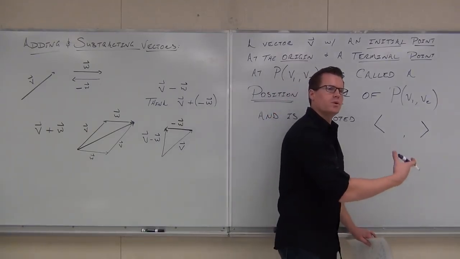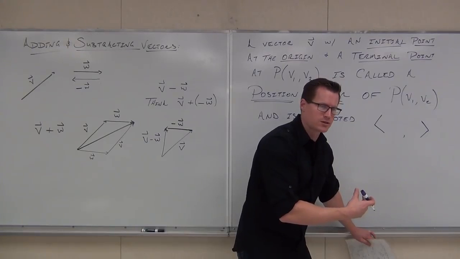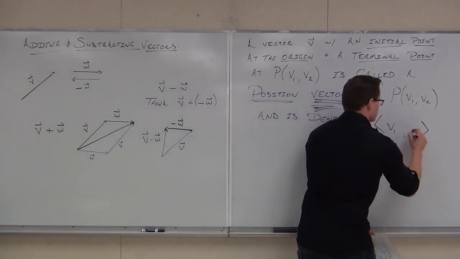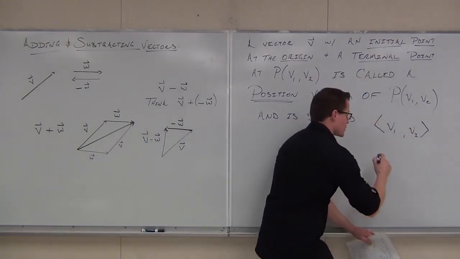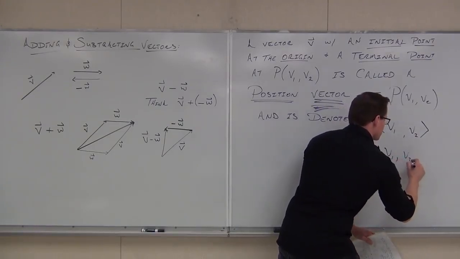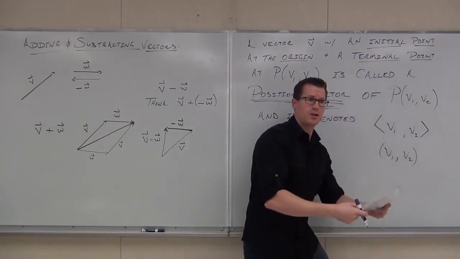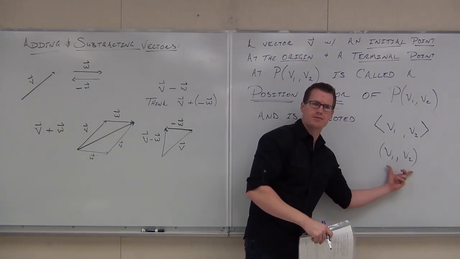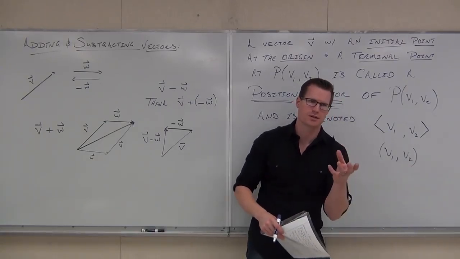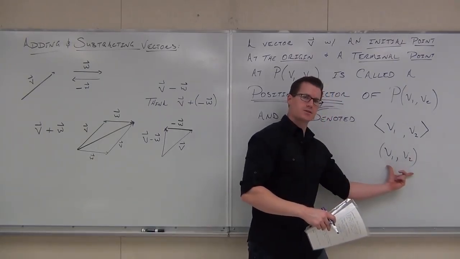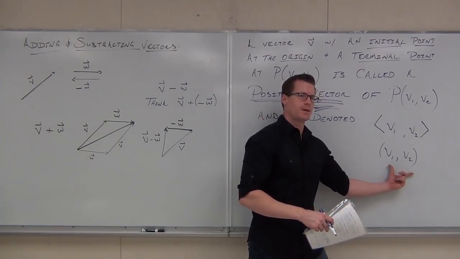A lot of you, when you get going fast on your homework and your test, are going to start writing stuff like this, and you're going to imply that this is a vector, and this is not a vector. There's a subtle difference here. Please look at the difference. Is this a vector, or is this a point? What do you think? This is a point.